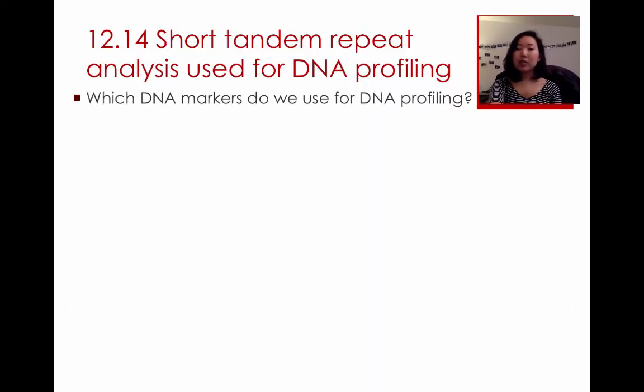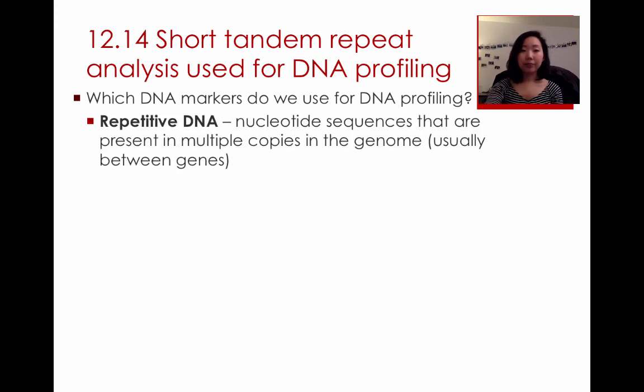Okay, now we've talked about how to amplify a lot of the DNA so we can see the different fragments. Then we talked about how we're going to separate those fragments so we can figure out who is who. Now the question is, which fragments are we going to choose? Which parts of the DNA, or which DNA markers, are we going to use for DNA profiling?